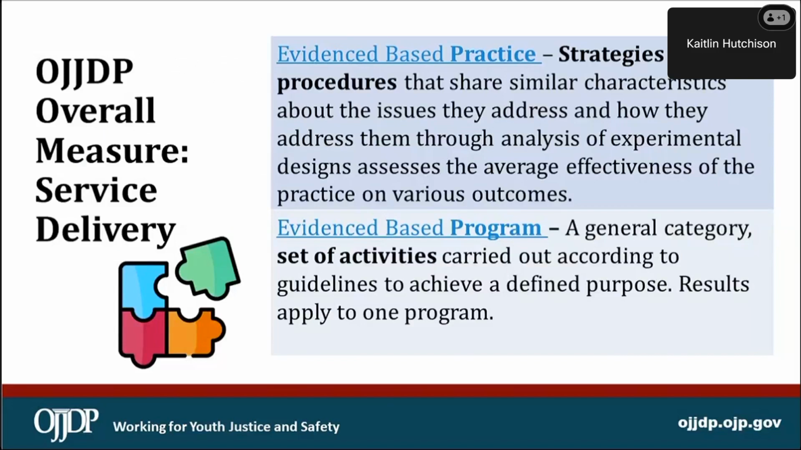One thing you'll notice is that the OJJDP overall measure asking about service delivery will be asking you about your evidence-based practice or evidence-based program. Look to your definitions and questions document in column 2 for an explanation of the difference between the two, as well as a list of databases to check, such as crimesolutions.gov or the OJJDP model programs database. You should find your answers within those websites.